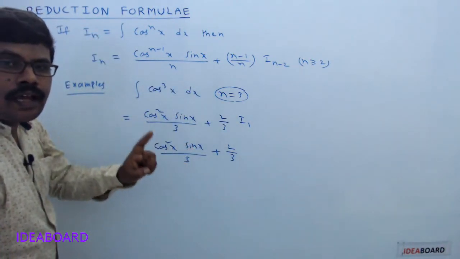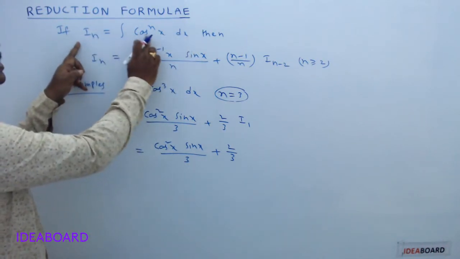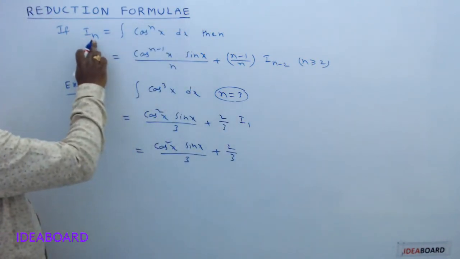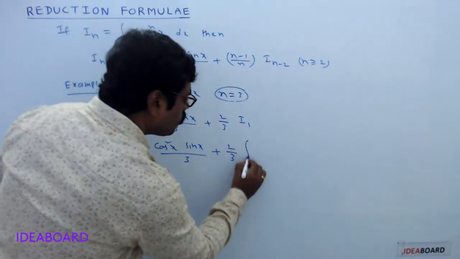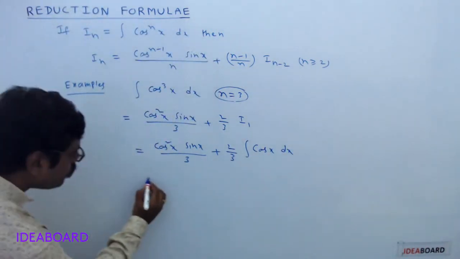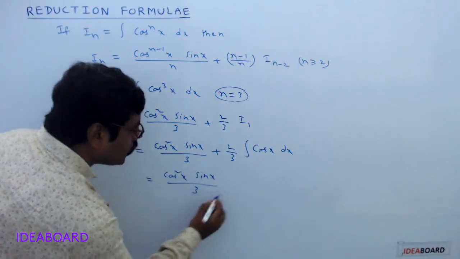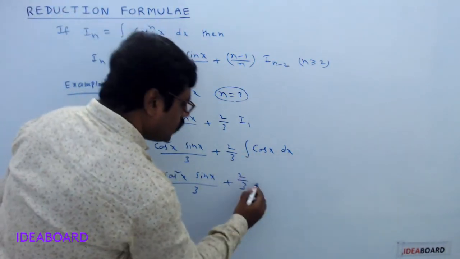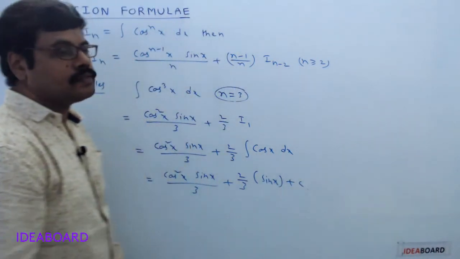If the value of n is less than 2, then use the given function, that is In equals integral cos power n x dx. Substitute n equals 1. So I1 is integral cos x dx. So in place of I1, write down integral cos x dx. This equals cos square x into sin x divided by 3 plus 2 by 3 into integral cos x dx. What is its value? Sin x plus a constant c.